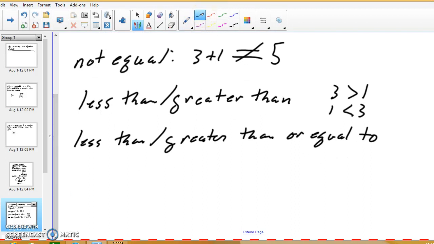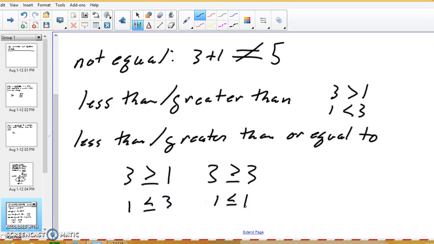This last one, less than or equal to. Something you may or may not be familiar with, but let's look at, say, 3 is greater than or equal to 1. That's a true statement. However, you could also write 3 is greater than or equal to 3. Again, it's just kind of grouping together both the greater than and the equal to symbol at the same time. Similarly, you could say 1 is less than or equal to 3. 1 is less than or equal to 1. So that is the less than or greater than symbol.